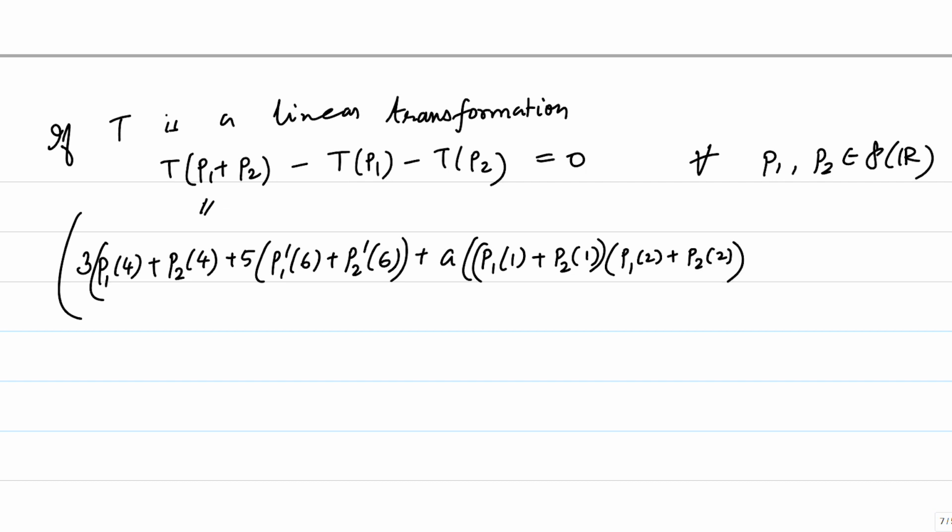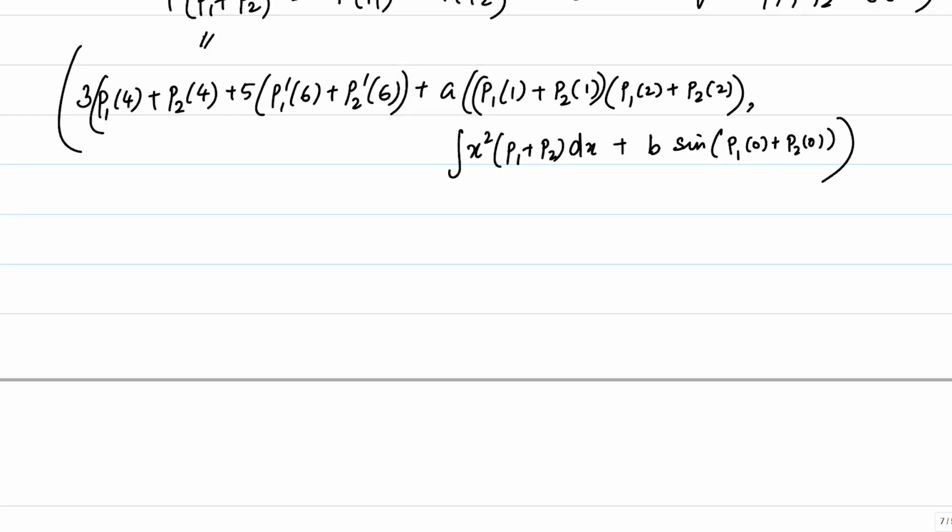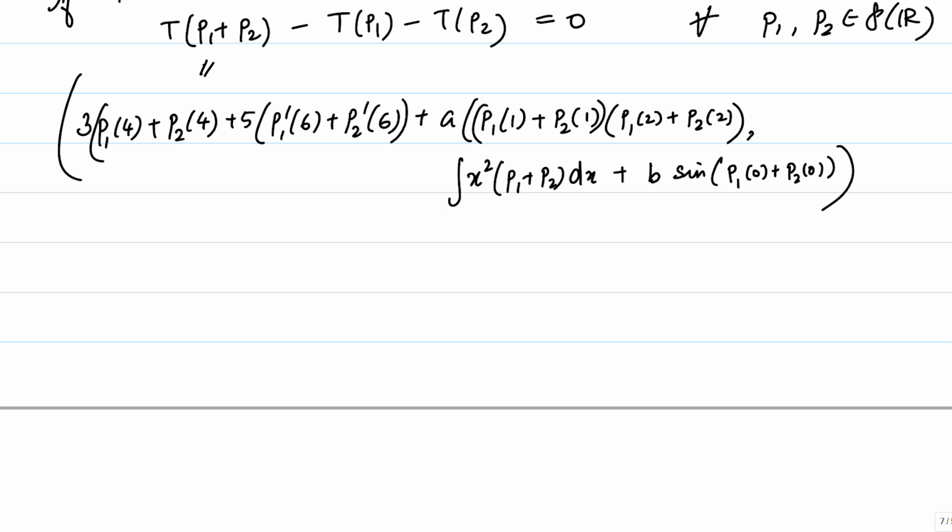If I am to write it down, or maybe this is just the first one, I have to write the second variable as well. That's just straightforward. That's going to be the integral of x square times P1 plus P2 dx plus B times sine of P1 of 0 plus P2 of 0. So this will be the value of T of P1 plus P2. Now let's look at what the other two are. The minus T of P1, we know what it is. That is already given to us.